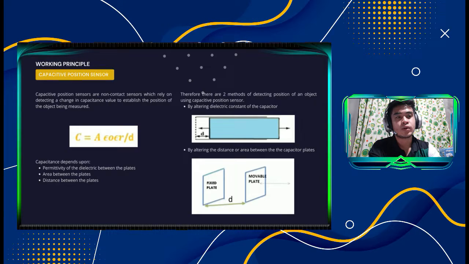So there are two ways. First, we can alter the dielectric constant of the capacitor. As you can see in the figure, here we will connect the body whose position is to be measured to the dielectric material between the plates. So whenever the body moves, the dielectric will change and hence the capacitance. Thus capacitance becomes a function of the body's position.